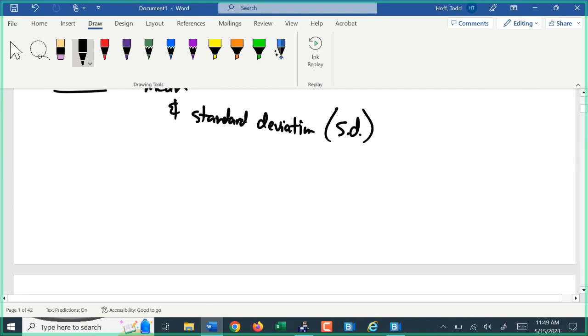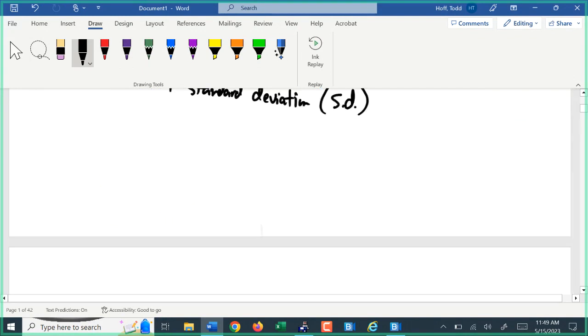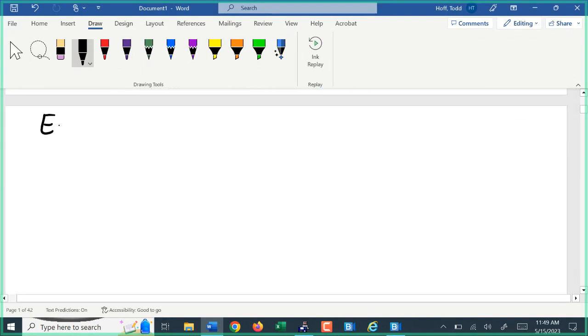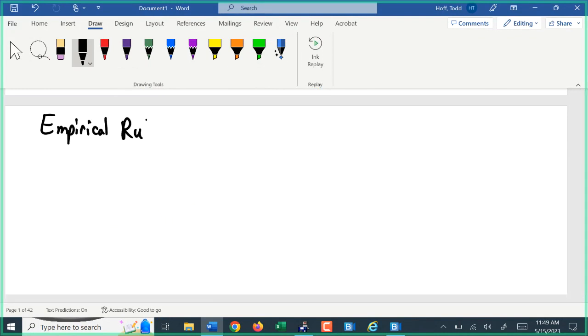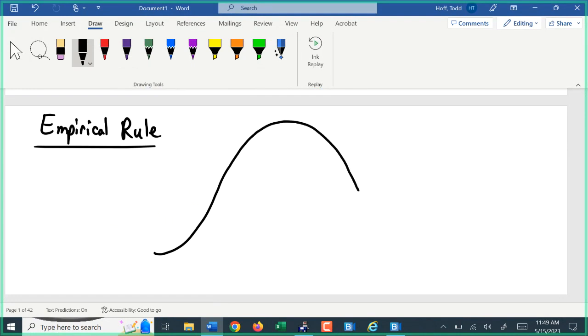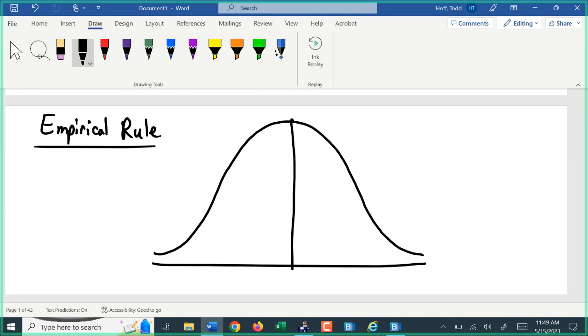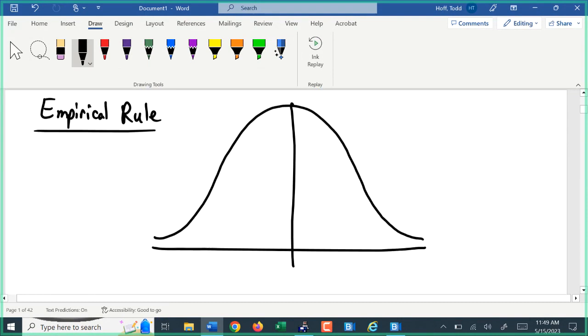And so one of the tools that we used was something called the empirical rule. What the empirical rule said, and your textbook uses something called the exact empirical rule. Some use an approximate empirical rule, but that's fine. The empirical rule says if we have normally distributed data, it's going to be distributed in a bell curve like this. And of course, the center of that bell curve is going to be the measure of center, or the mean.